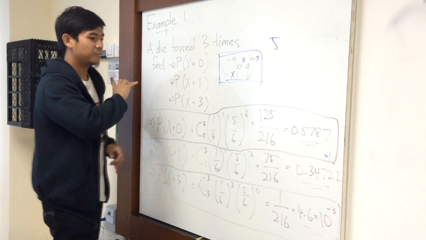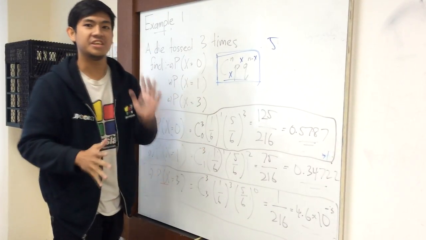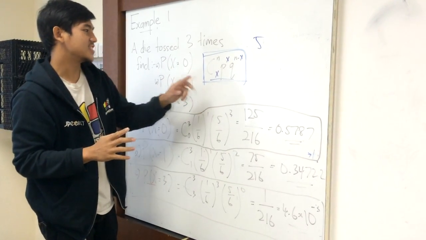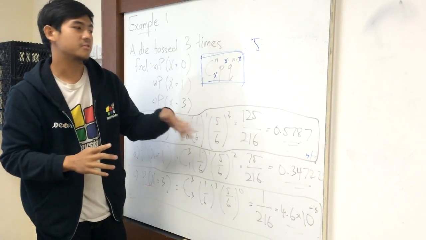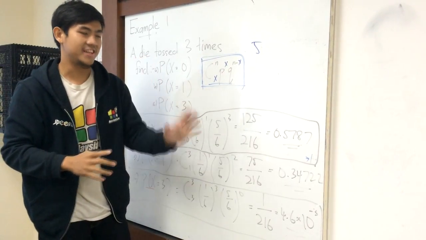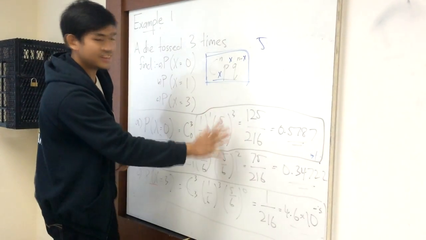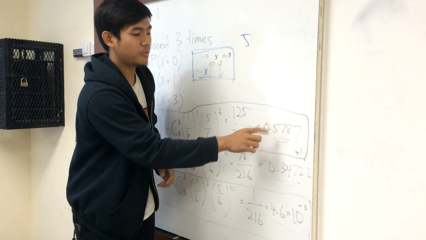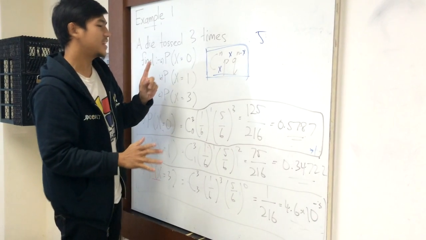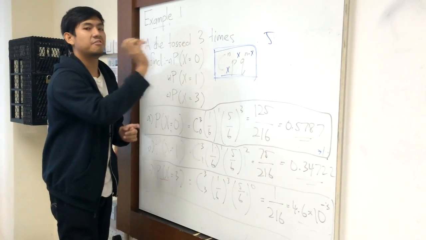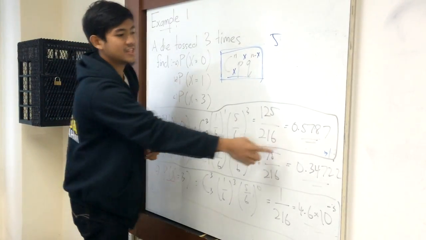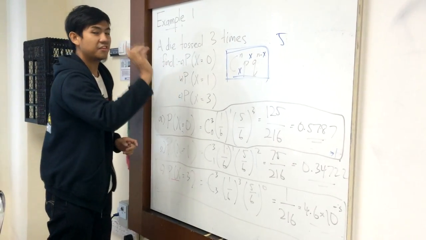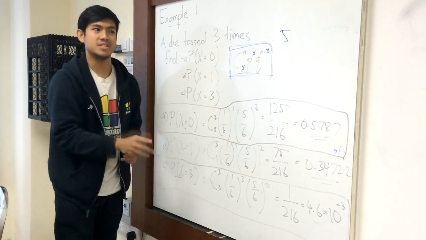We can directly transfer the information given in the question to this formula, where n is the number of trials, x is the number of outcomes, p is the probability of success, and q is the probability of failure. We transfer it directly and we got the answer 0.5787, which means the probability for the 5 to never come out in 3 tosses is 0.5787.